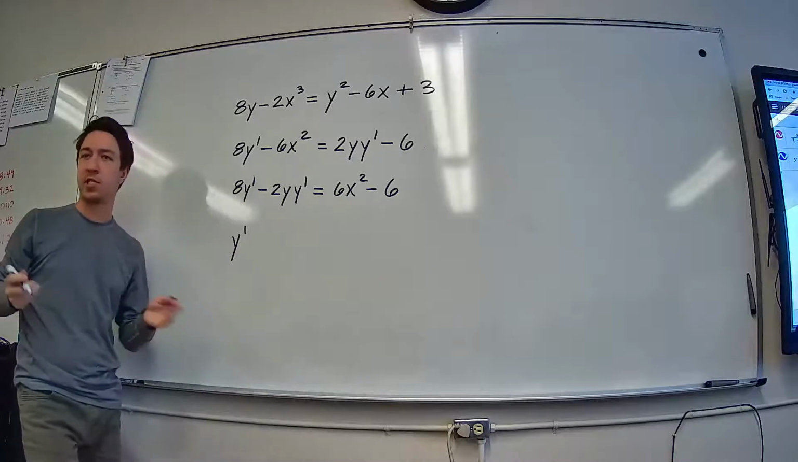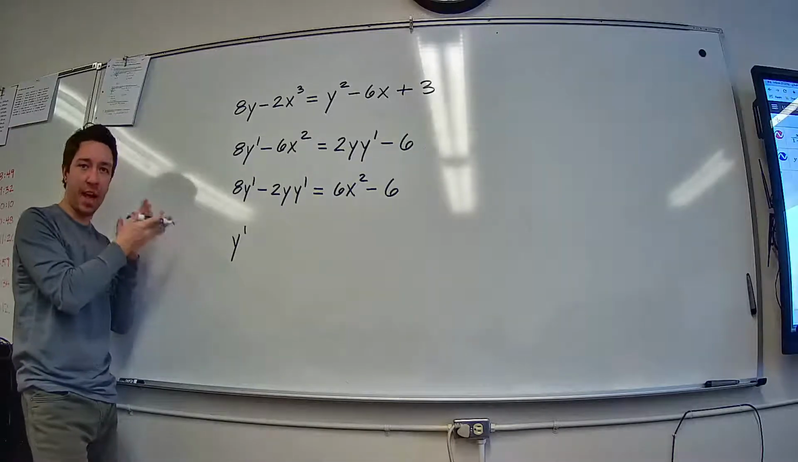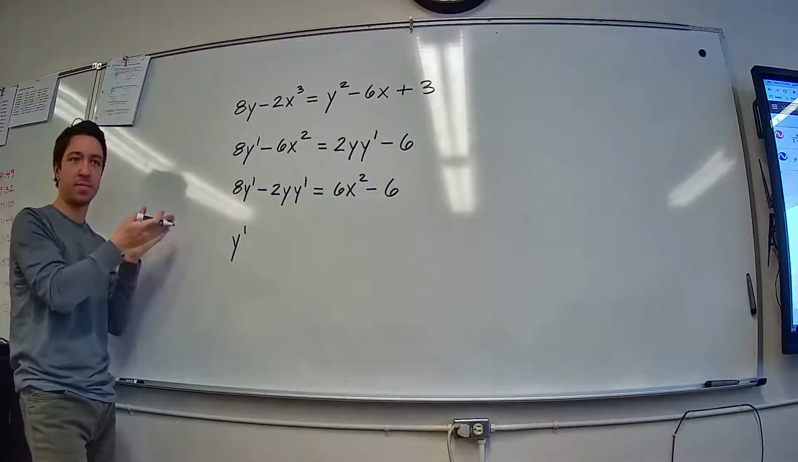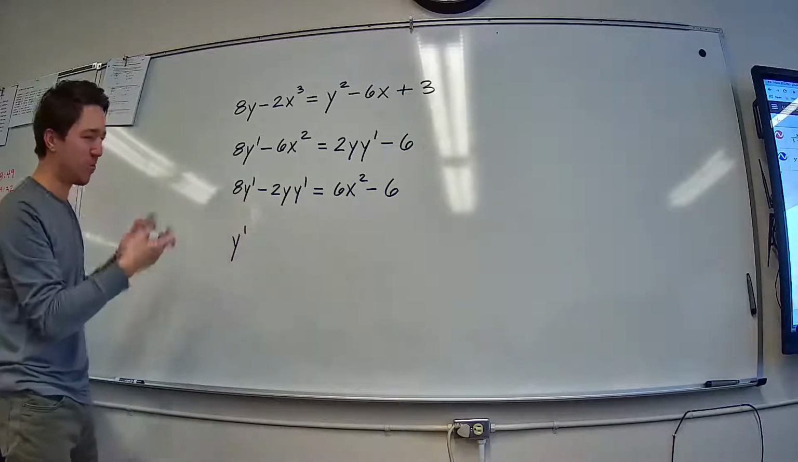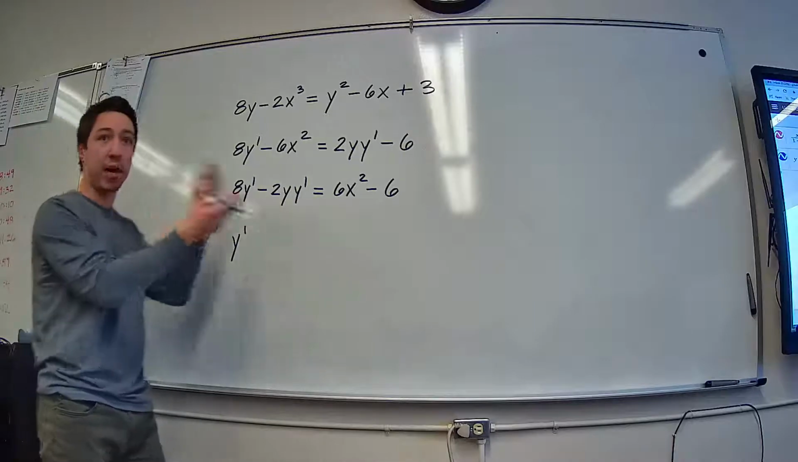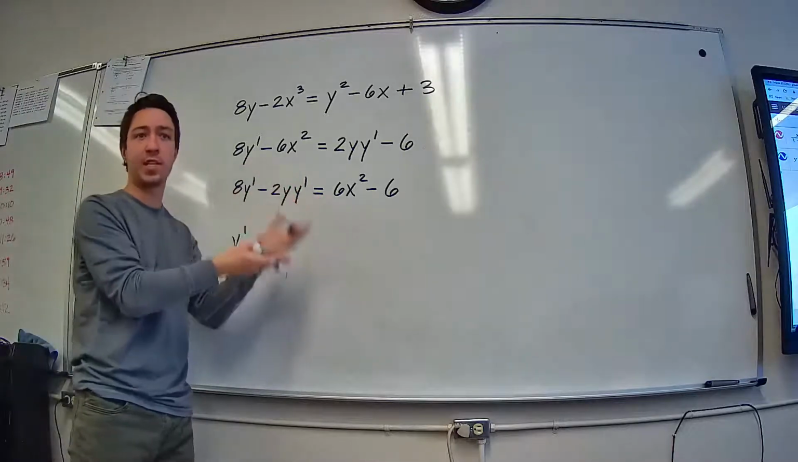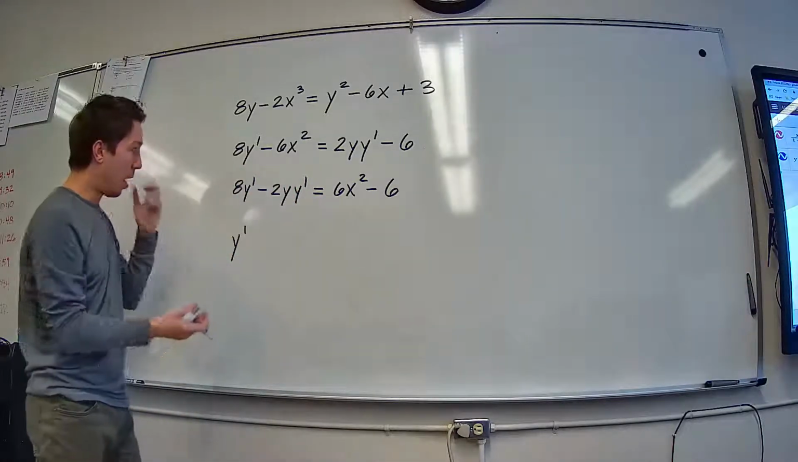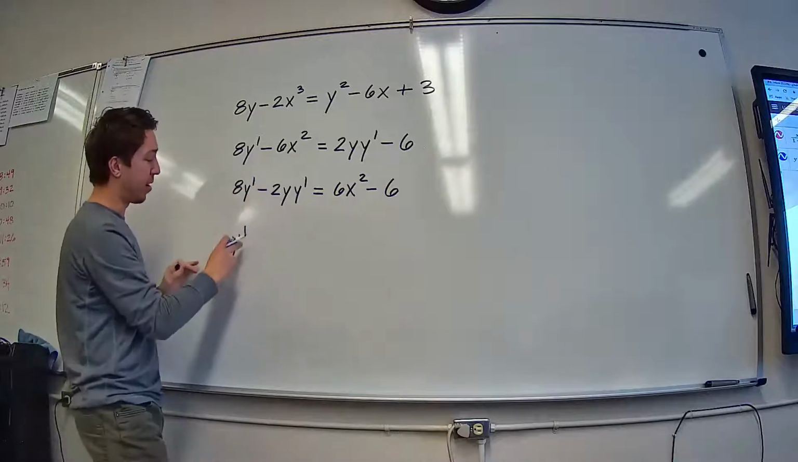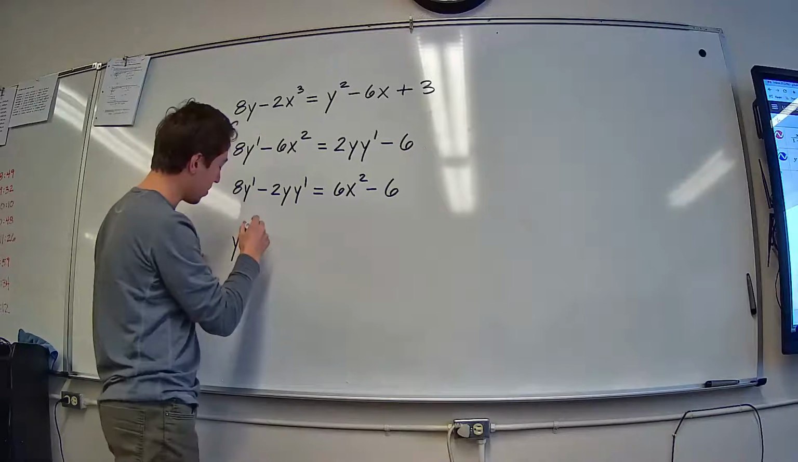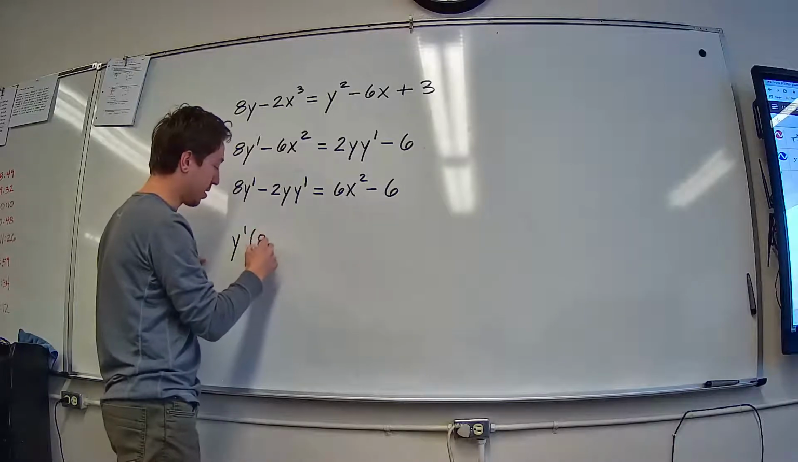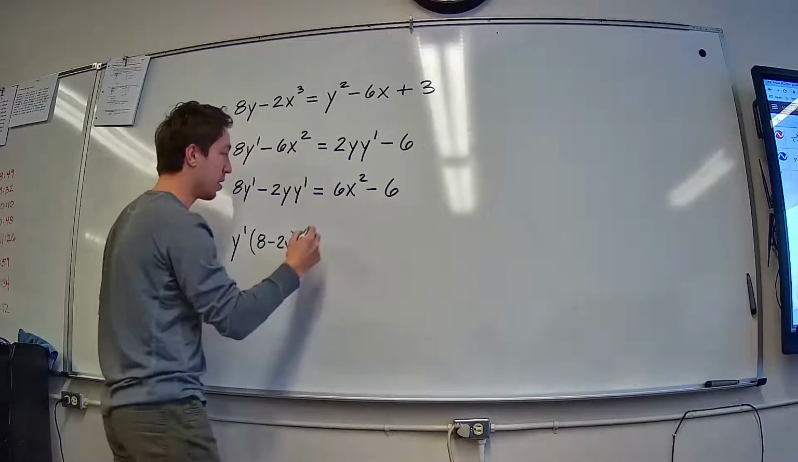Let me ask this. Does it make sense why in this context we have to solve for y prime, whereas like 5 minutes ago we were able to just plug numbers in? I hope that's clear enough. Because we want an expression, to be able to look at that expression and say, when is that expression equal to 0? So anyway, if I factor out y prime here, what I have is 8 minus 2y.